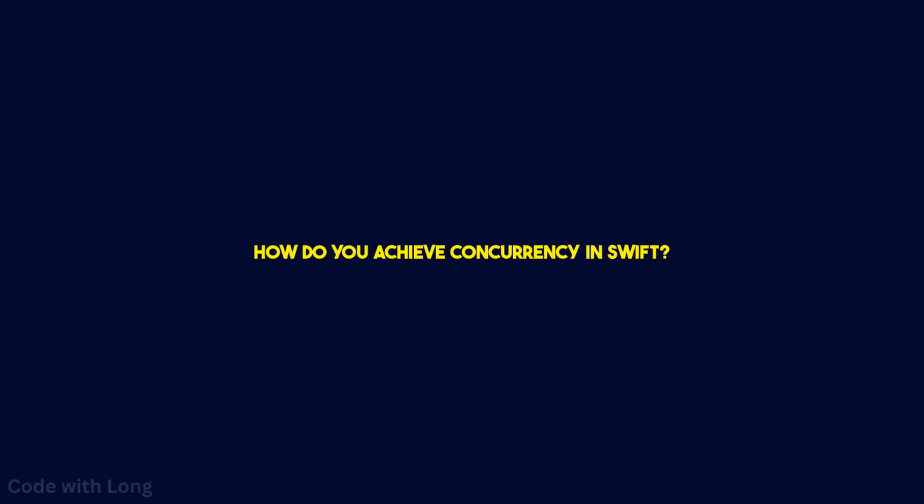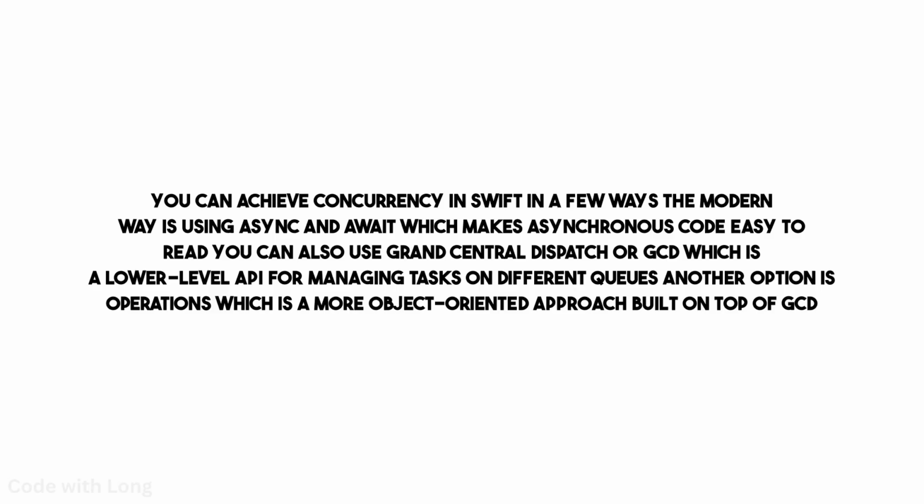How do you achieve concurrency in Swift? You can achieve concurrency in Swift in a few ways. The modern way is using async and await, which makes asynchronous code easy to read.